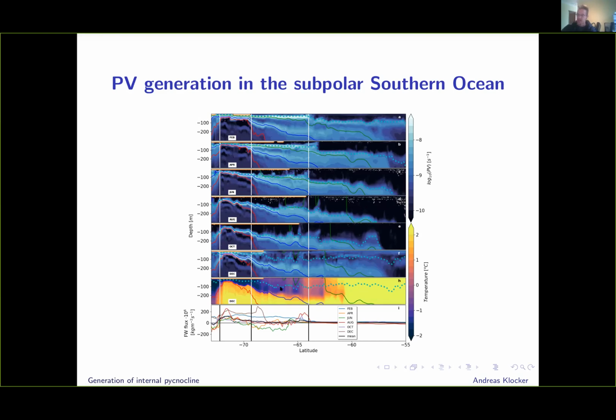In the second panel from the bottom, I actually show temperature. I mainly show this panel to show where the circumpolar deep water just here sits very close to the surface. And the line plot at the bottom shows the freshwater fluxes from sea ice for those different months.